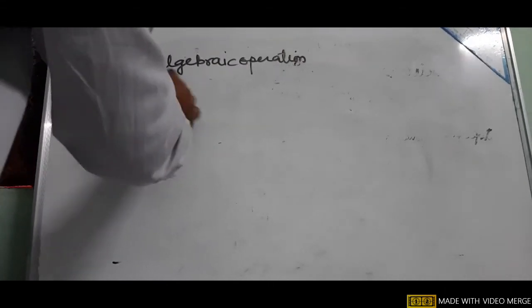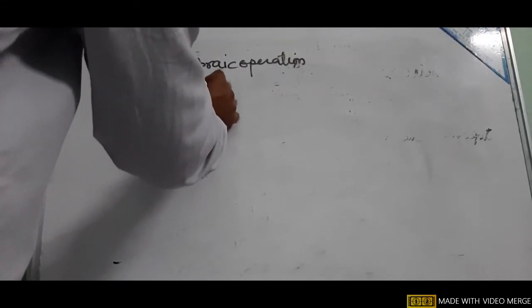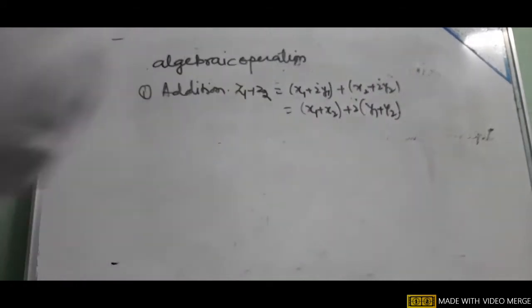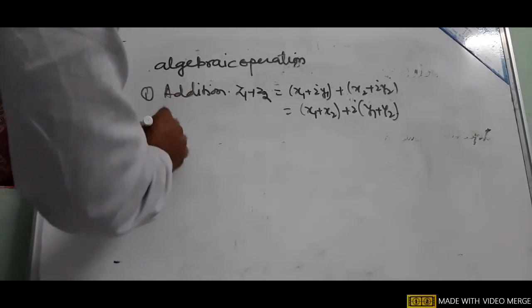Number 1, addition. If z1 and z2 are complex numbers and we add them, then it is x1 plus iy1, the first complex number, plus x2 plus iy2. So we add the real parts, x1 plus x2, and the imaginary parts, y1 plus y2.